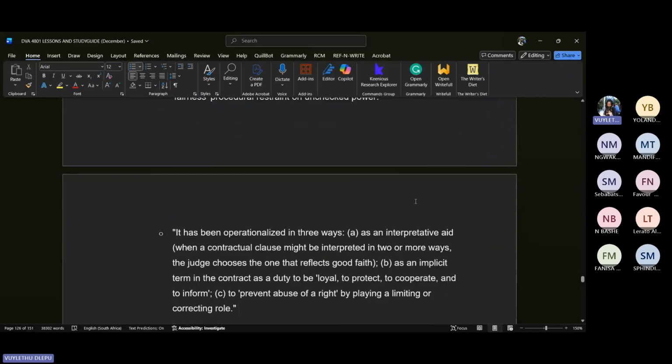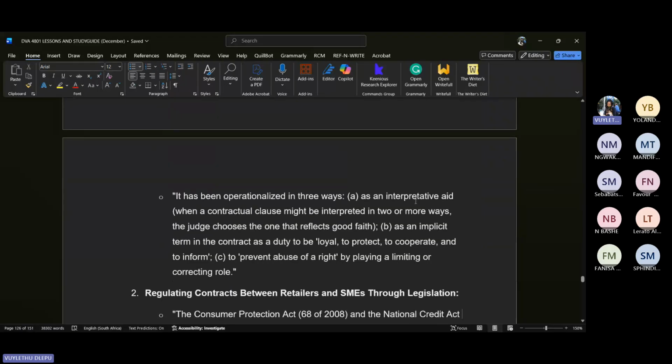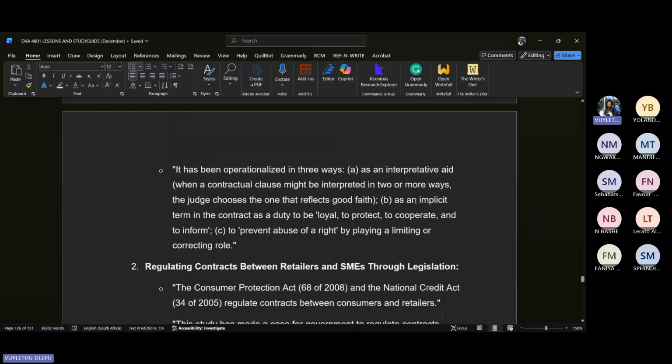And then it tells us it has been operationalized in 3 ways: as an interpretive aid, when a contractual clause might be interpreted in 2 or more ways, the judge chooses the one that reflects good faith; as an implicit term in the contract, as a duty to be loyal, to protect, to cooperate, and to inform; and lastly, to prevent abuse of a right by playing a limiting or correcting role.